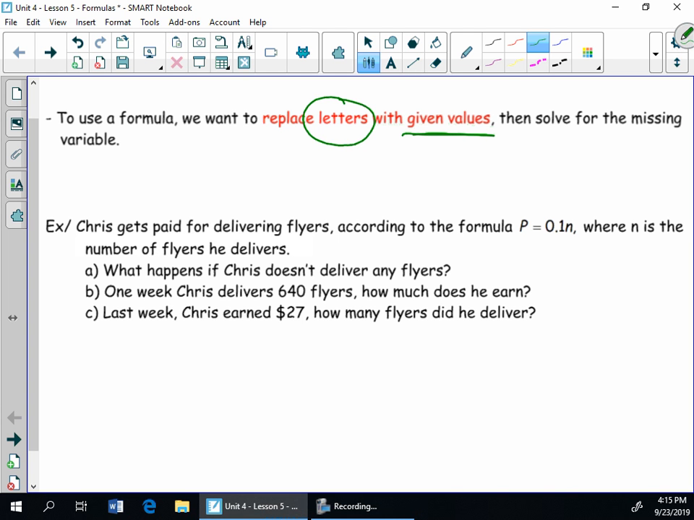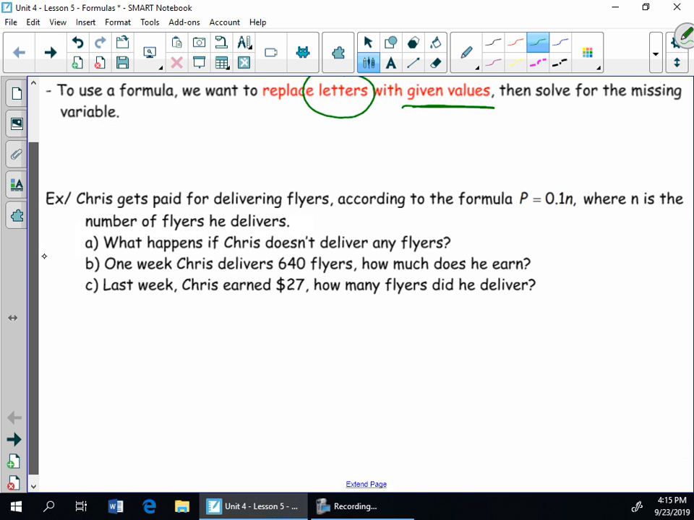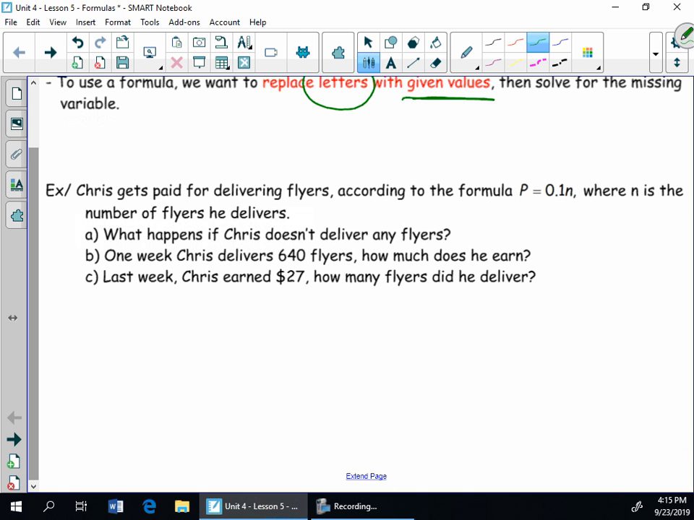Okay, we'll start with a very simple one here. We have Chris. He gets paid for delivering flyers according to the formula P equals 0.1n. P is his pay, and as it says in the question, n is the number of flyers he delivers. So they're going to tell us something about his pay or the number of flyers each time, and we're going to have to solve for the missing part. So let's look at part A here. What happens if Chris doesn't deliver any flyers? In other words, his number of flyers, n, is equal to 0.